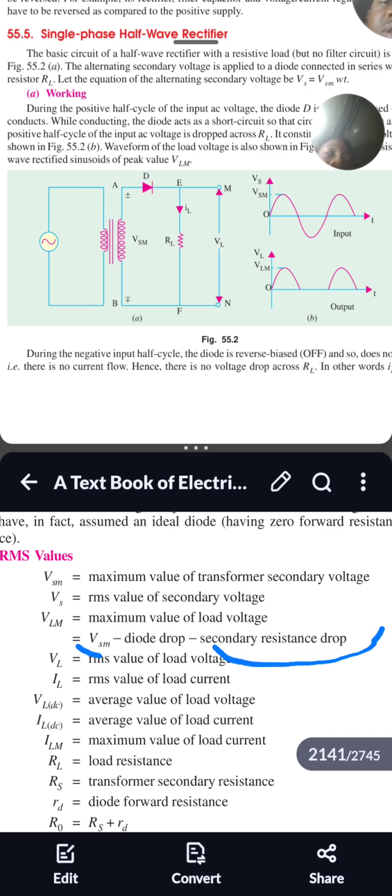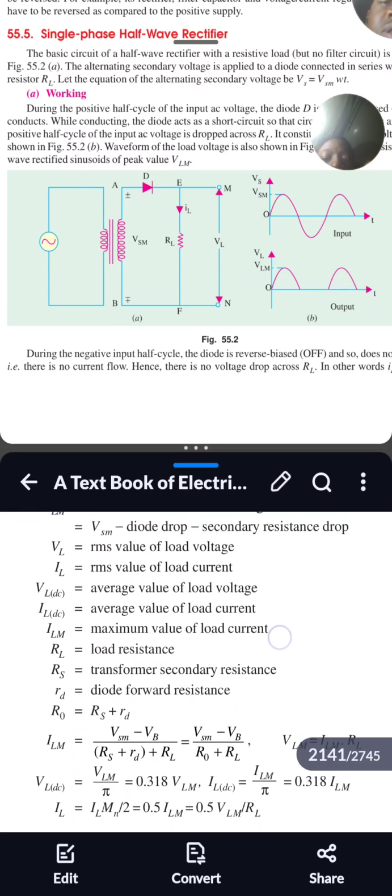After you have gotten the VSM, by multiplying root 2 times the secondary VRMS, which you got from the primary VRMS by dividing it by N1 over N2, now after you have got that one, you now subtract the diode drop. What it gives you is now the maximum value of load current. Now after that, okay, let's continue from there.